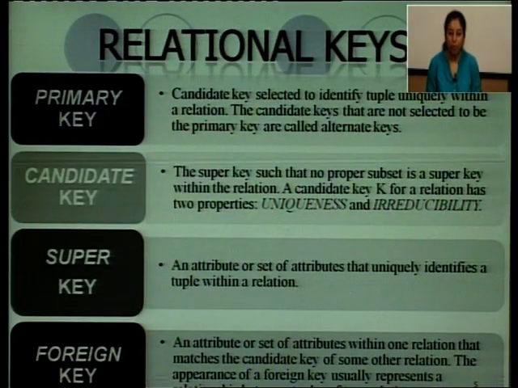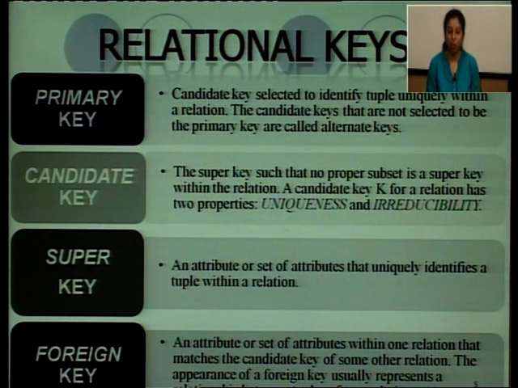There are some important relational key concepts. There are mainly four types of keys: primary key, candidate key, super key and foreign key. The first one, primary key: a candidate key selected to identify tuples uniquely within a relation. The candidate keys that are not selected to be the primary key are called alternate keys. A candidate key is a super key such that no proper subset is a super key within the relation. A candidate key K for a relation has two properties: the first is uniqueness and the second is irreducibility.